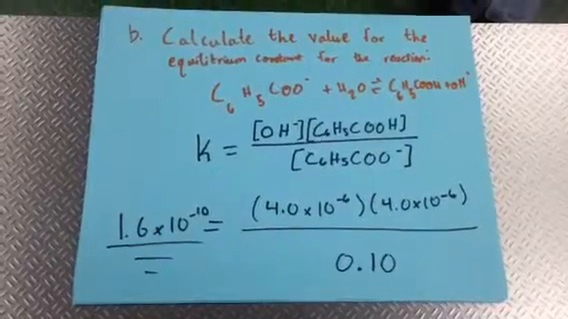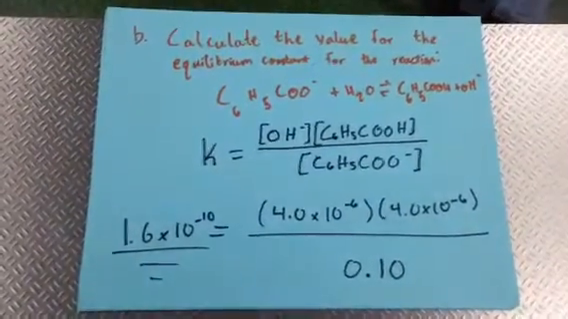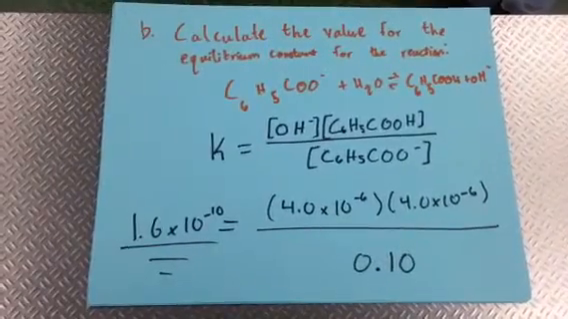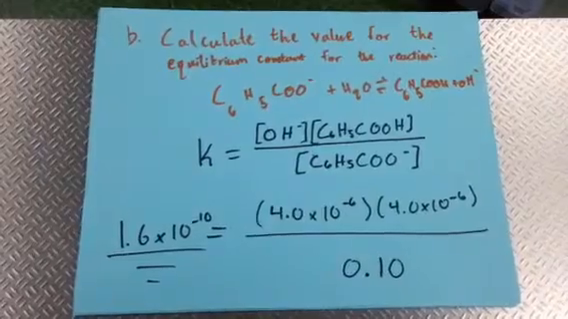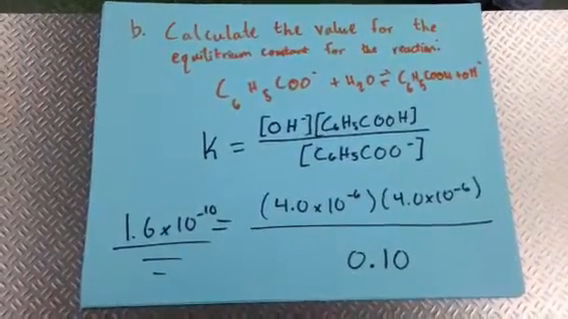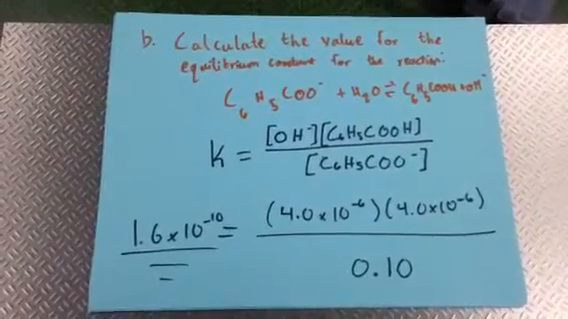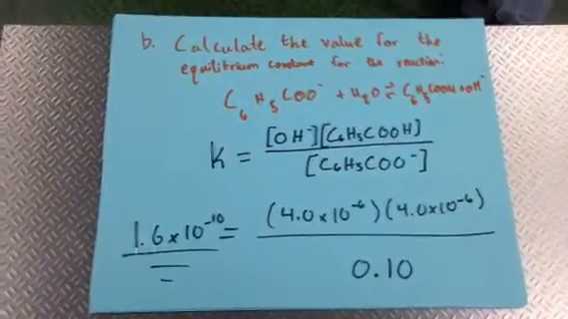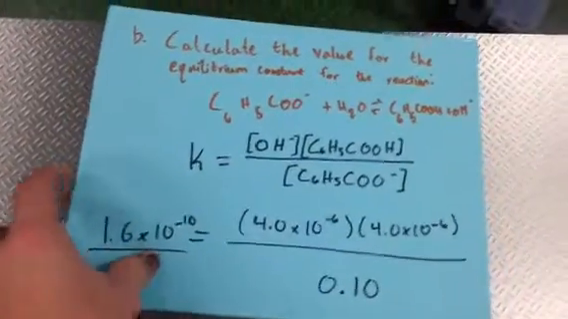And so we know the number for the hydroxide, and since it's a 1-to-1 ratio with the C6H5COOH, it's going to be 4.0 times 10 to the negative 6 times 4.0 times 10 to the negative 6 over 0.10, which is going to equal 1.6 times 10 to the negative 10. That's going to be your Kb value right there. And that's your answer right there.